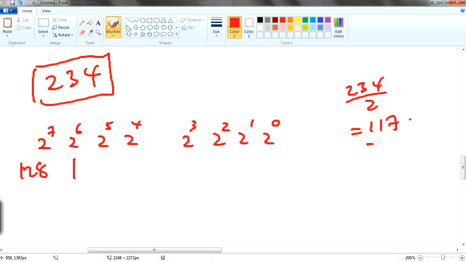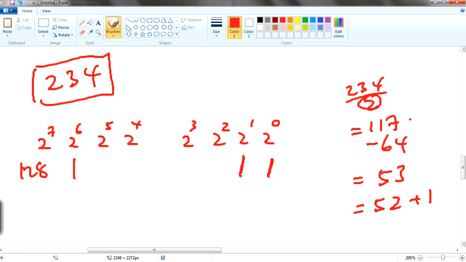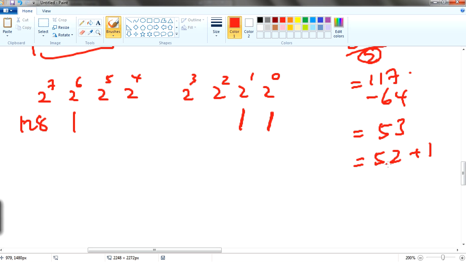So 117 minus 64, so you just put a 1 over here also. If you minus 64, what do you get? Now you have 53. So 53 is 52 plus 1, right? You know there is a 1 over here, so you can straight away have a 1. Then you can continue here to get 52. So what is the next one? 2 to the power 5 is 32.